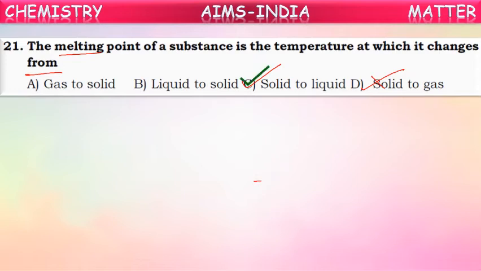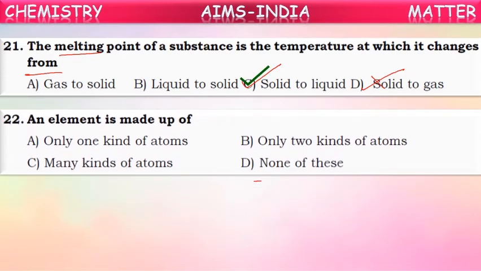Come to the next one. An element is made up of only one kind of atoms. That's why we call it an element. Already in yesterday's class we discussed that an element is made up of only one kind of atoms.